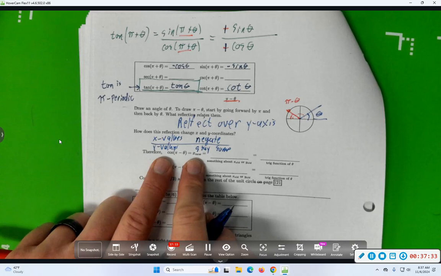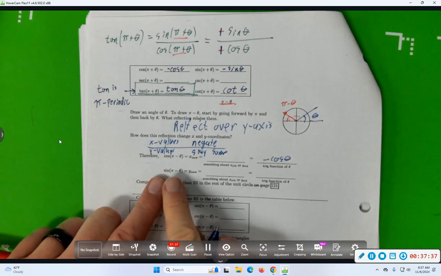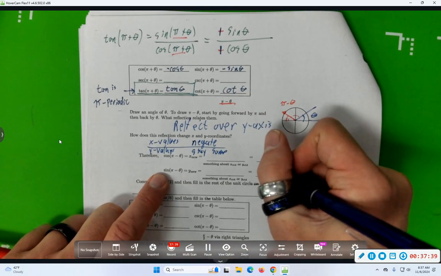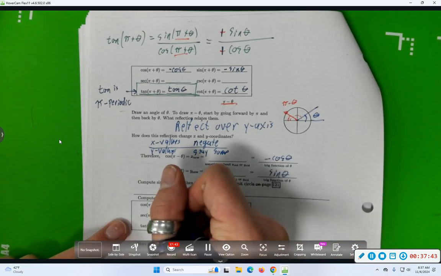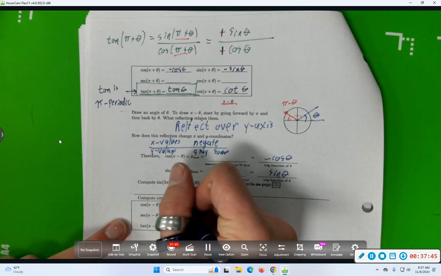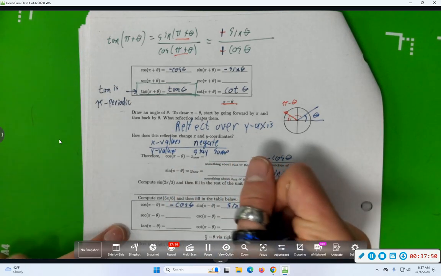Cosine is the x value. X value becomes negative. Sine is the y value. Y values stay the same. So cosine of pi minus theta is the same as negative cosine theta. Sine of pi minus theta is the same as the sine of theta.